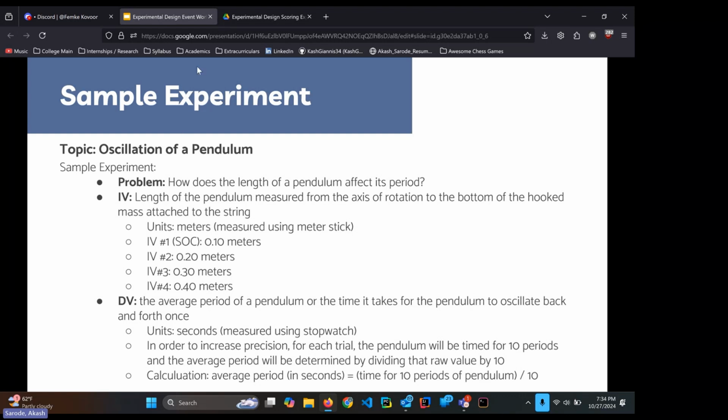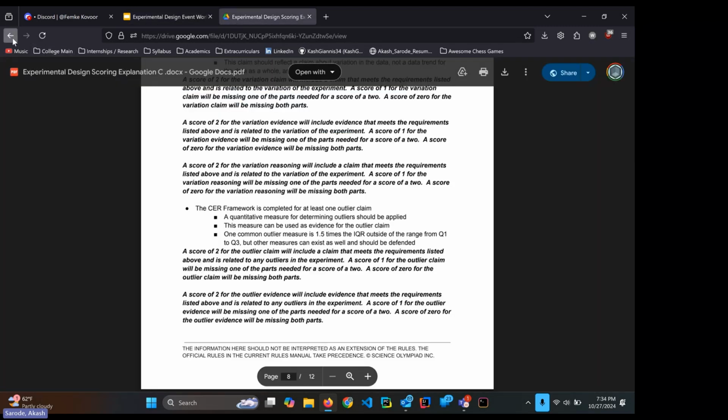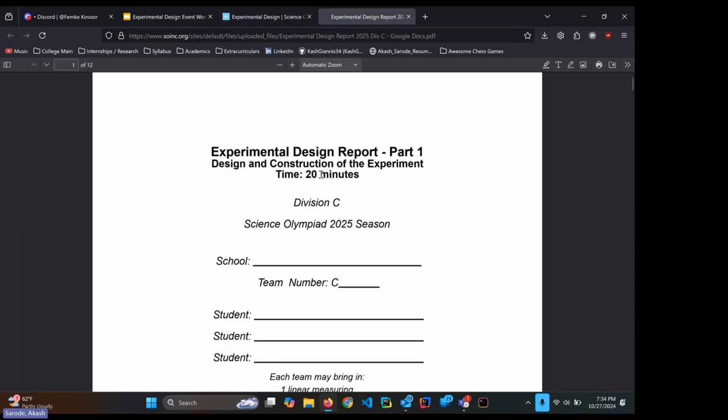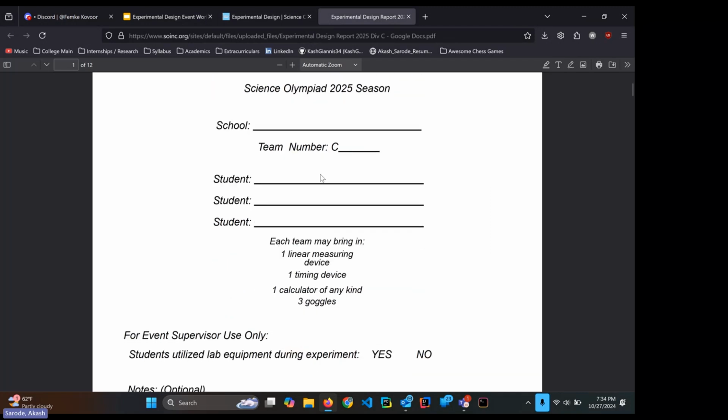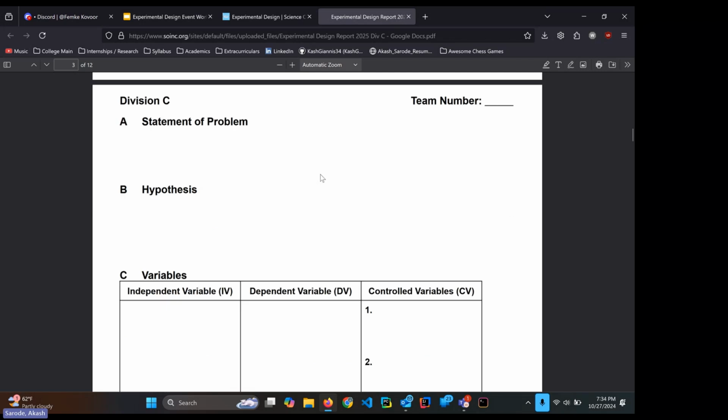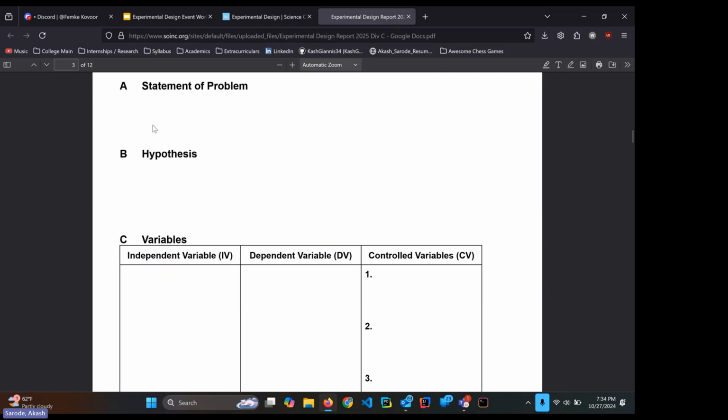And whenever you're writing down the IV, let me pull up the template actually so you can get an understanding of what it's going to look like when you're writing all this down at an invitational. So the student report form, that's what the event supervisors are going to provide to you when you're doing your experiment.